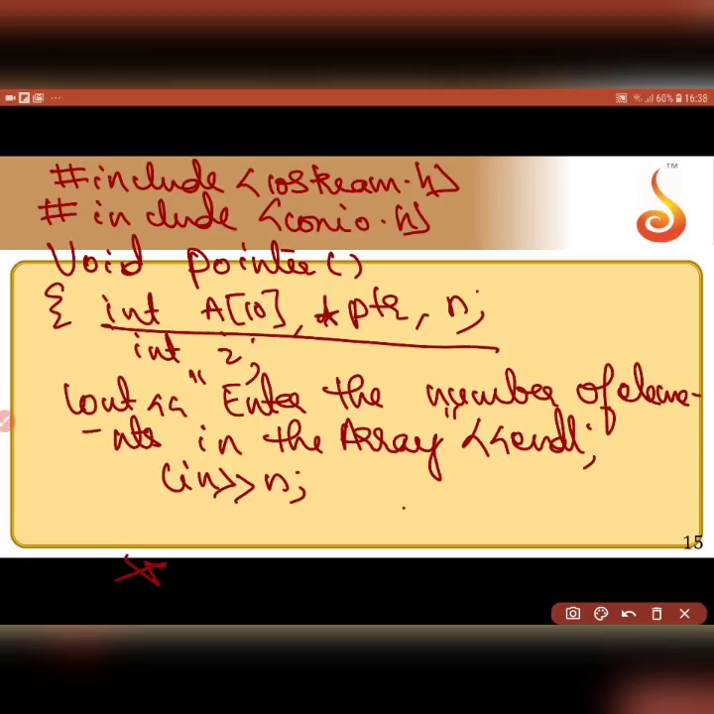Please make a note of these declarations. int a[10] is an integer array which can hold up to a maximum of 10 numbers. *ptr is an integer pointer which points to a memory address holding an integer value, and n is a variable. i is also a variable which I have declared here. All of these are of type integer. Then I am asking the user to enter the number of elements in the array, and in n I am taking in the number of elements. Please make a note so that we can proceed.